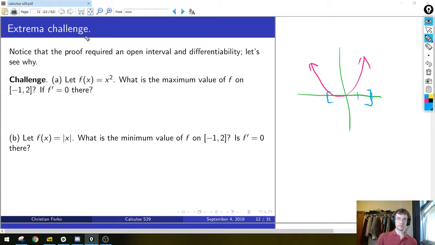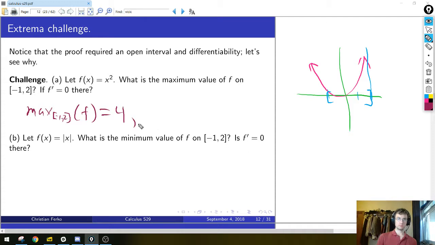Okay, I'll ask you, since this is a challenge, what is the maximum value, which you can kind of tell just by looking at the graph, of f on this interval -1 to 2 inclusive? I believe that the maximum value is going to be 4. Good, yeah, the maximum value on the interval [-1, 2] is 4. Okay, what's the derivative of f at that point where the maximum value is 4?